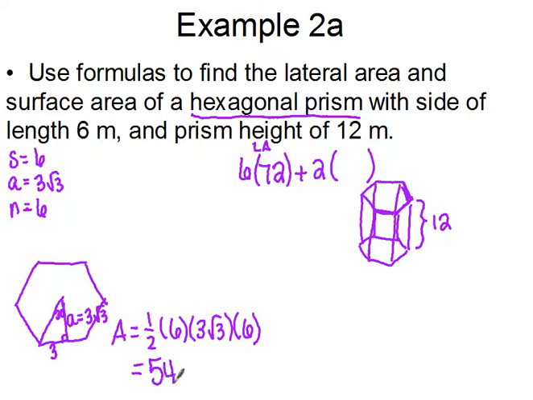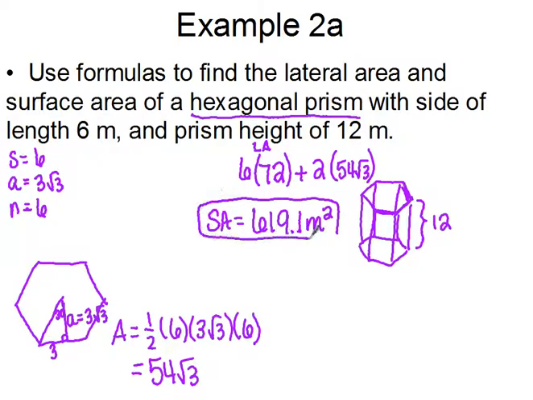This is 1 hexagon. We need 2 of them. So we're going to put this into our formula, and then when we type it in, we're going to double it because we need 2 of them. So now our surface area, we're going to take 6 times 72 plus 2 times 54 root 3. We're going to get 619.1. And it's meters squared because that's the units on the hexagonal prism. Okay?